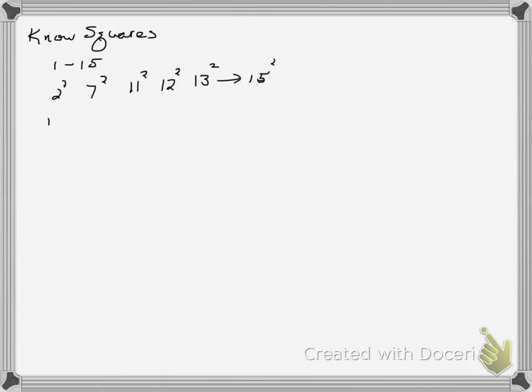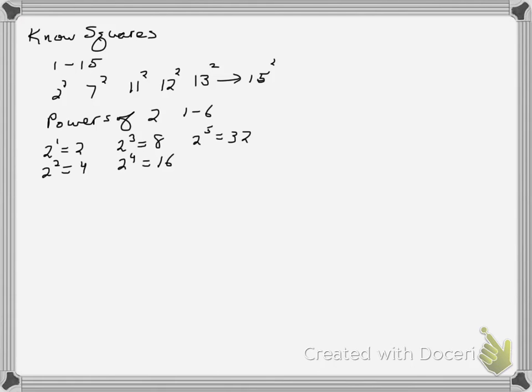Powers of 2, one through 6. What does that mean? 2 to the first power is 2. 2 to the second power is 2 squared, or 4. 2 to the third power is 2 times 2 times 2, or 8. Have these memorized. 2 to the fourth power, remember I said if it's a fourth, I'd multiply 2 squared twice. So 2 squared is 4, 4 times 4 is 16. 2 to the fifth power is 32. And 2 to the sixth power is 64. So you should know all of those very quickly.